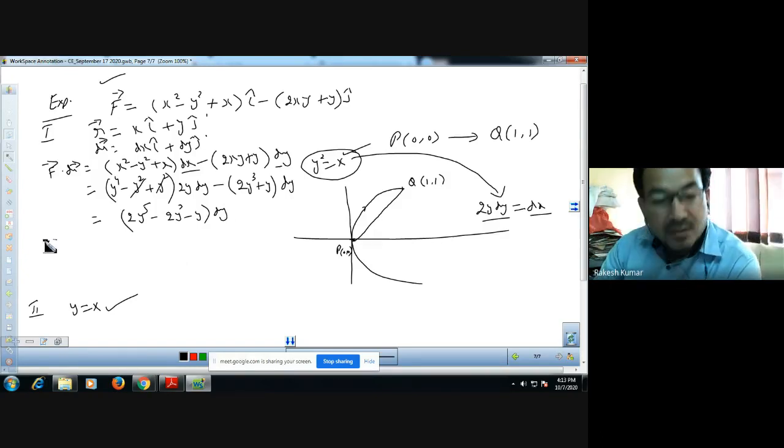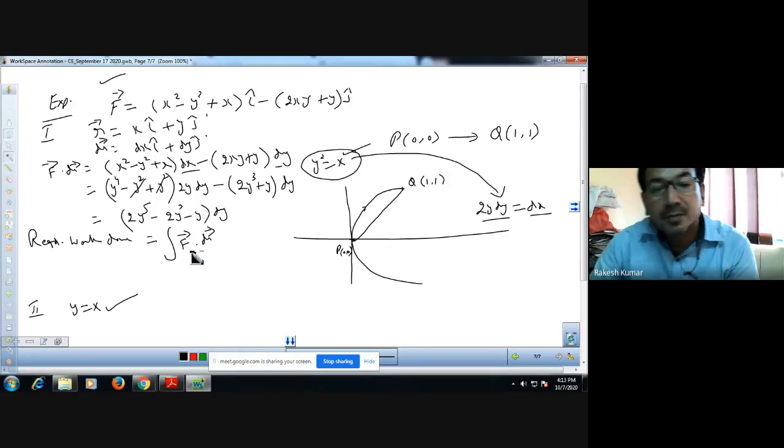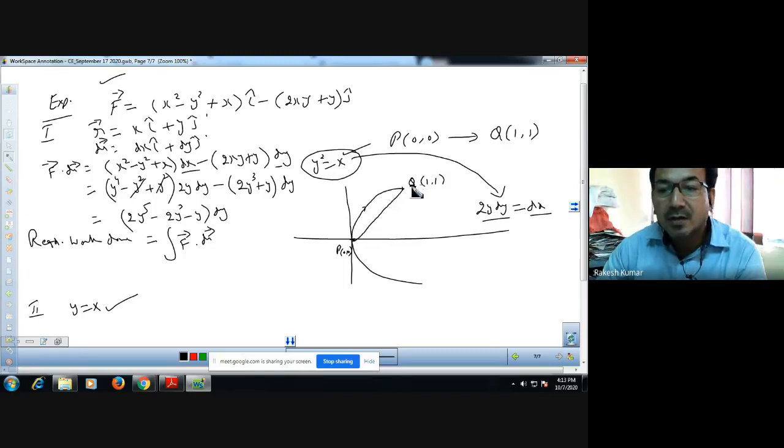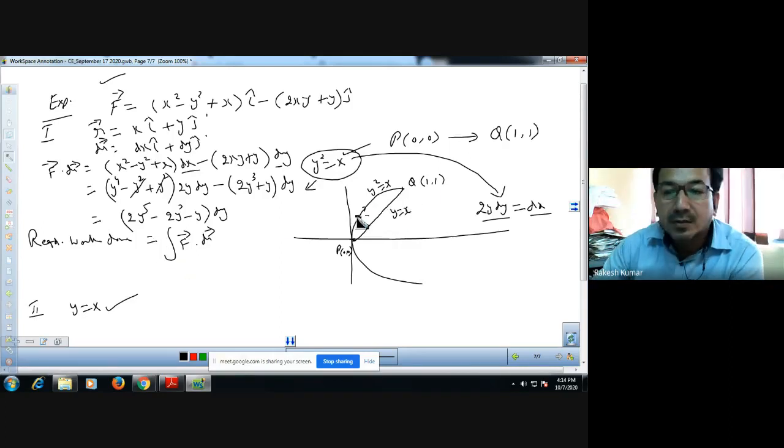Now you can find out the required work done. You know that for finding out the required work done, you need to take the integral of this dot product F dot dr within the limits, because you are moving along the parabola, since we have used the equation of the parabola here. So this is the parabola we have and this is the straight line y equal to x. Along the parabola, the limits of y are 0 to 1. So you will substitute the limits.